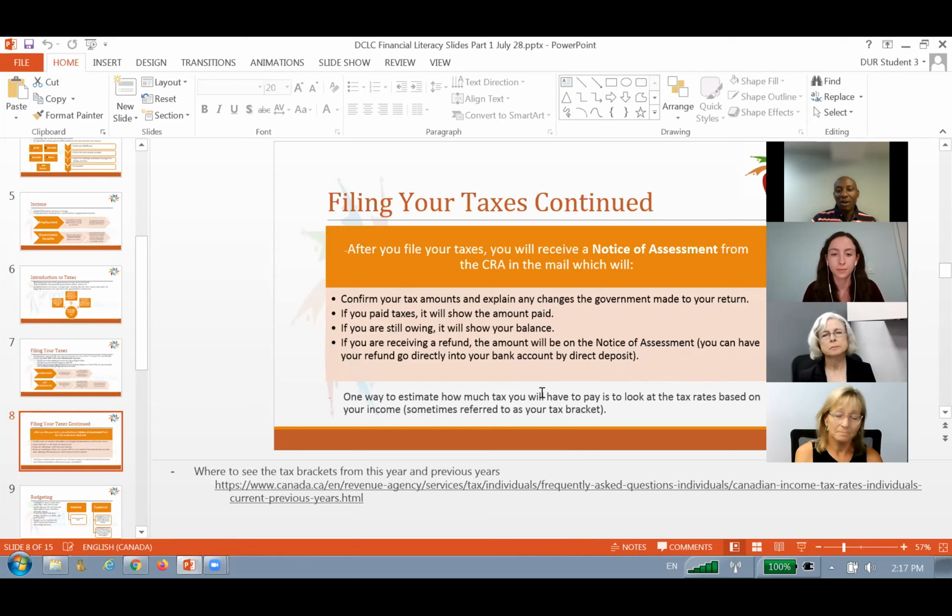One way to estimate how much you will have to pay is to look at the tax rate based on your income, and this is referred to as a tax bracket. Most of us don't have to compute because the system does the computation for us. But behind the scenes, the system picks your income and calculates the taxes based on what level of income you have. As I said before, the more you earn, the more taxes you pay. So it's a progressive tax system.